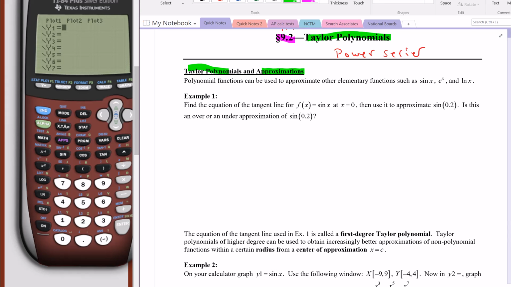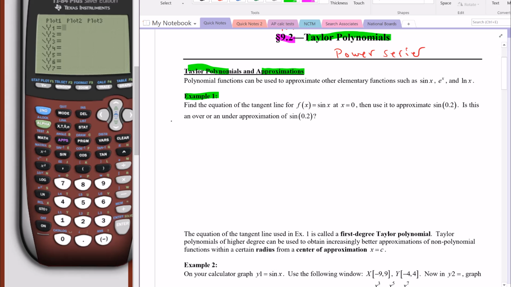The cool thing is you've already actually done this in a small degree. So let's look at that with example 1. It says find the equation of the tangent line for f of x equals sine x at x equals 0, then use it to approximate sine of 0.2, and then we want to know if it's an underestimate or overestimate, right?